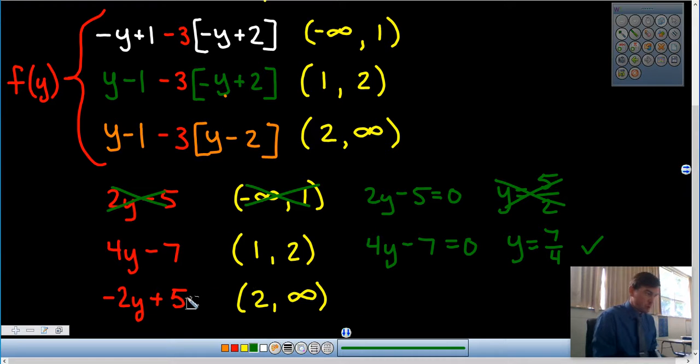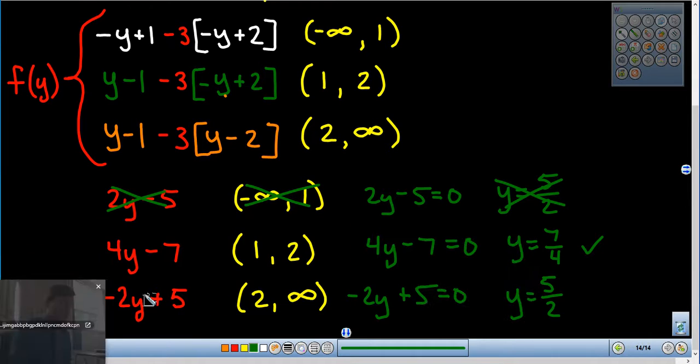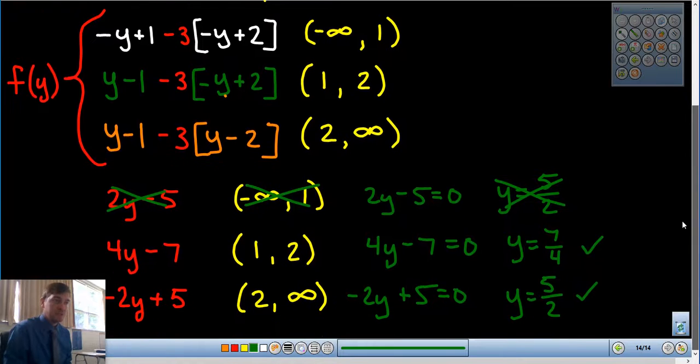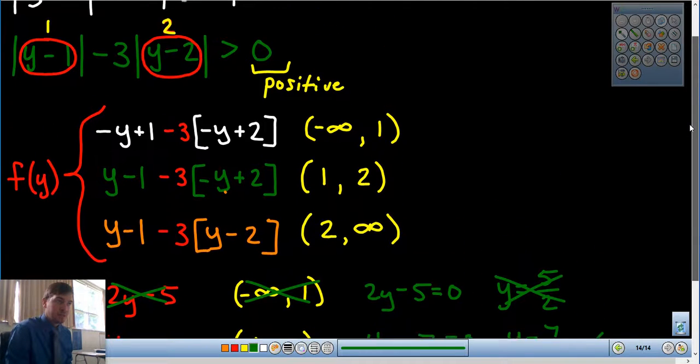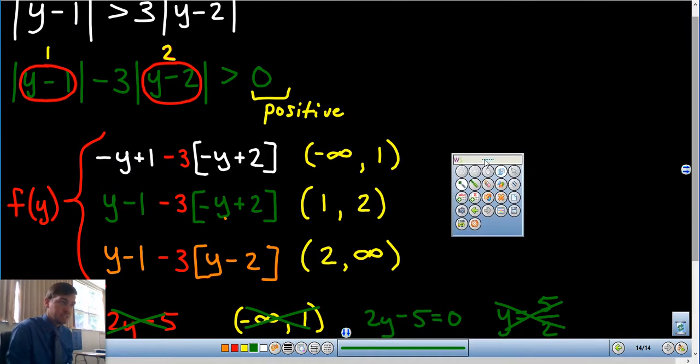And then if I do the third one, -2y plus 5 equals 0. I solve that. I will get a -5 over -2, which is once again 5 halves. And that's 2.5. And that one does fit in that interval. So we have two different areas where things are going to get interesting for us.